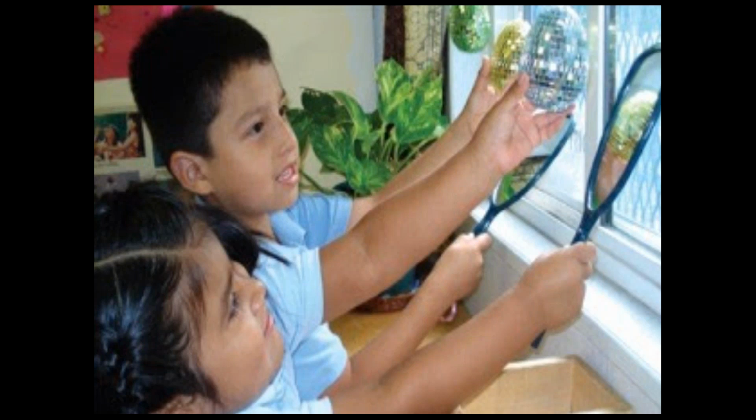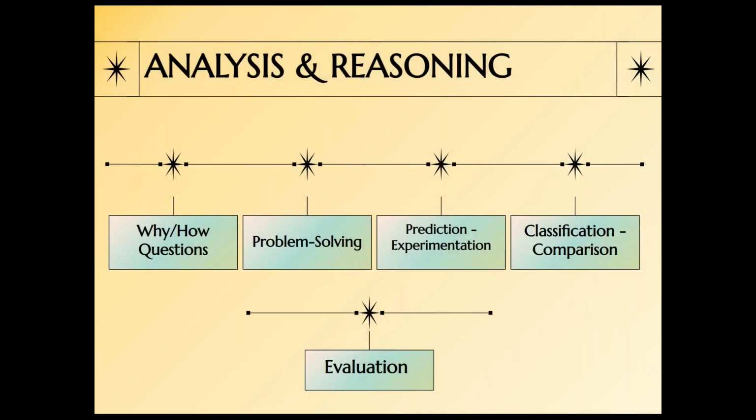What's good is that analysis and reasoning is a very natural process for children, because if you've been around children, they want to understand everything around them. They want to help solve problems. They want to experiment. They want to compare. And what's great is that there are so many opportunities in the classroom that we can help them do this. We can help them by asking those hows and why questions, as we are providing opportunities for children to problem solve, to predict, to classify and evaluate.